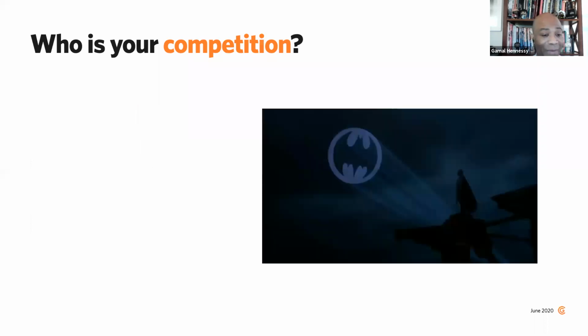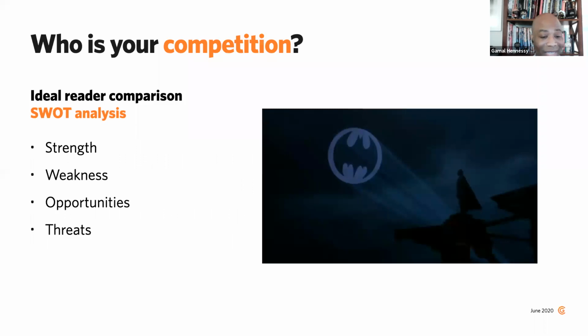Now, a broader type of analysis for your competition is referred to as SWOT, which is SWOT, not SWAT, which stands for strengths, weaknesses, opportunities, and threats. SWOT compares your book to the competition in terms of both the ideal reader comparison and outside factors, including the popularity of the characters in the book, the creative team working on the book, the size of the publisher putting out the book, and other factors that are unrelated to the specific story synopsis.